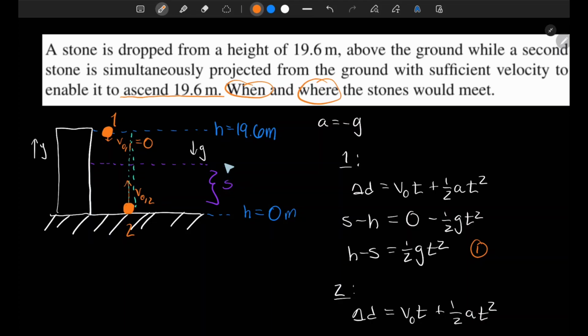So they meet at a distance s above the ground, which we calculated to be 14.7 meters. And the time after you initially throw ball 2 and drop ball 1, the time at which they meet, is t equal to 1 second.